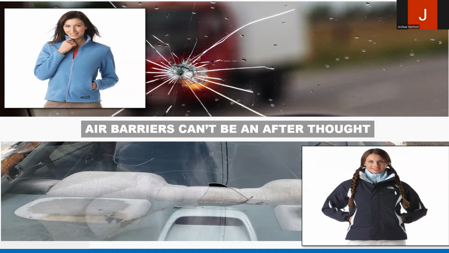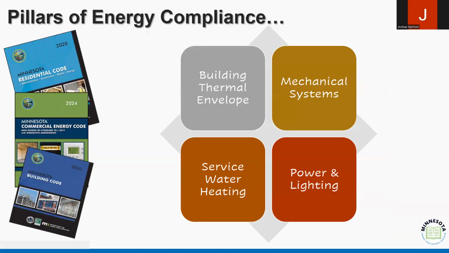When we think about the pillars of our energy code compliance, my brain starts out at that highest level: what are the four main pillars of code compliance when we think about the energy code, whether it's residential or commercial? We normally talk about four ideas identified in the code: the building thermal envelope, mechanical systems, service water, and then power and lighting controls.